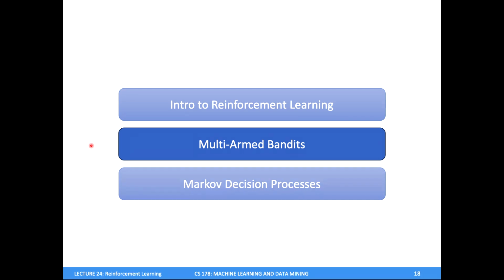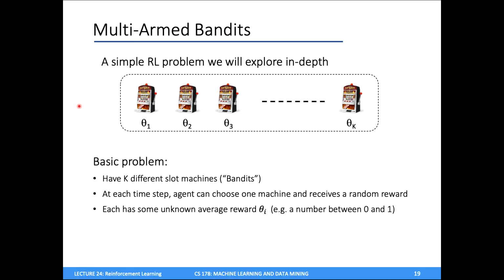Okay, so let's look at an example of a reinforcement learning problem called multi-armed bandits. This is really the simplest RL problem, but it's a good one to have at least seen. A multi-armed bandit problem is the following setup, where we have capital K different slot machines, which are called bandits because apparently that's what they were called in the 30s or something like that. At each time step, we have an agent that can choose one machine to play and receive some kind of random payout from this machine. But each of these machines has some unknown average reward, which I'll call theta. So theta sub i is the average reward for the ith machine.